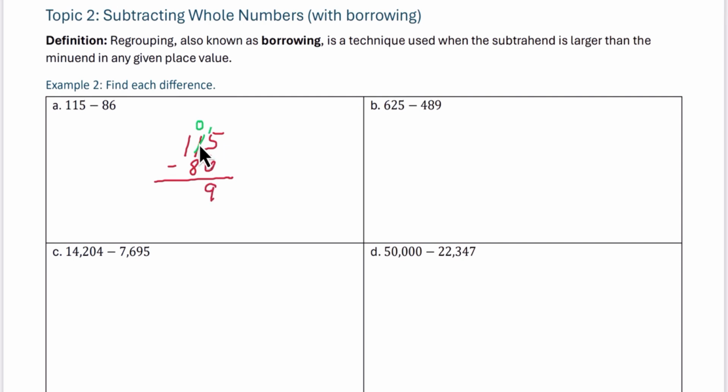And now we come over here to the next column, 0 minus 8. Again, we can't do that because 8 is bigger than 0. So again, we borrow from the next column over. We're going to make the 1 become a 0, and then we put a 1 beside that 0, making it 10. Now we have 10 minus 8, which is 2. We now have the difference, 29.